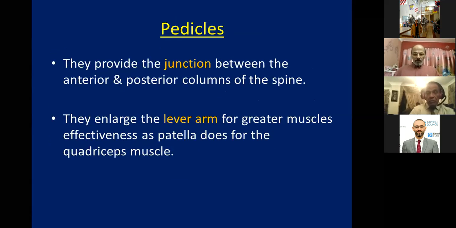The pedicles provide the junction between the anterior and posterior column of the spine. They enlarge the lever arm for greatest muscle effectiveness, as the patella can. We can describe the pedicle as having a function equal to the patella in the knee joint. It can increase the lever arm and that increases the force of the acting muscle.